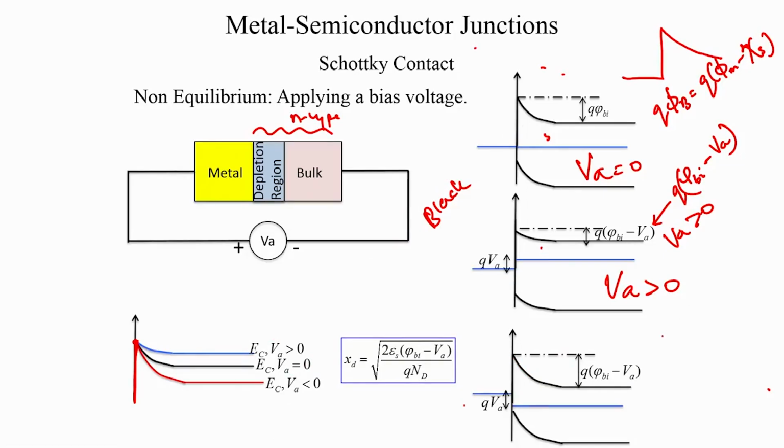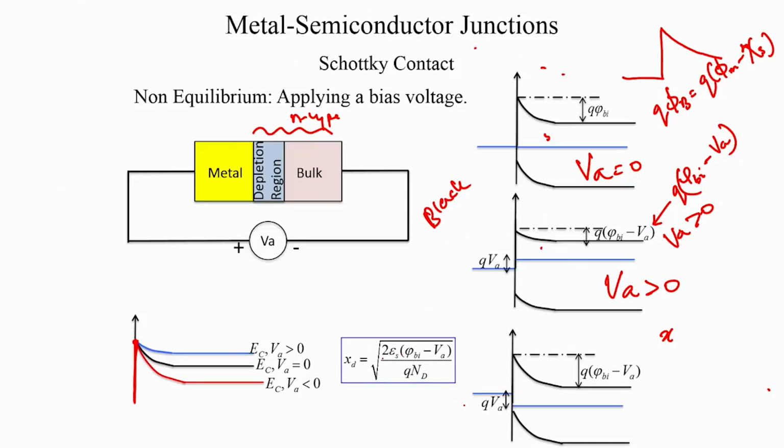So, now let us look at what happens to the depletion width. At equilibrium, the depletion width was simply given by this term, but Va being equal to 0, there was no Va. So, that was the depletion width. This is what we had calculated from the solution of Poisson's equation. Now, after we apply a bias, the depletion width changes to having a term of phi Bi minus Va inside.